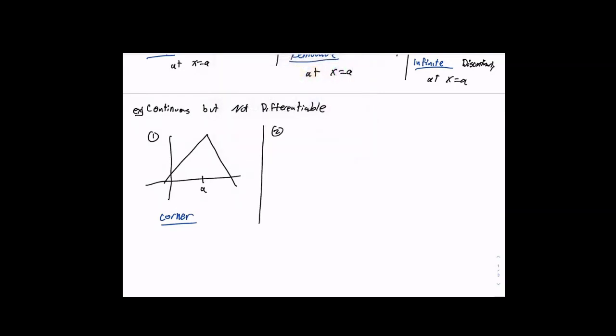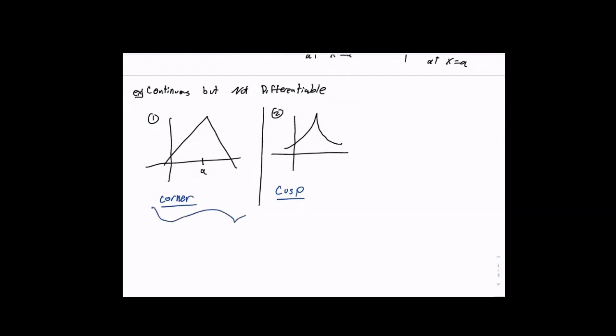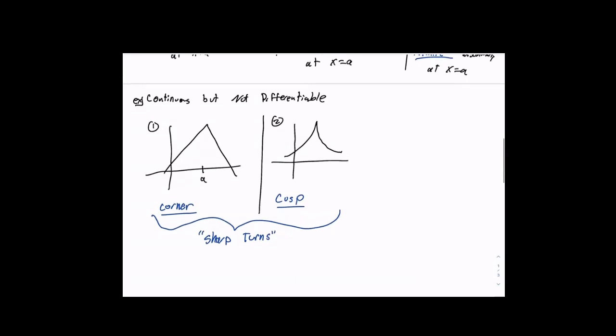Second one, very, very similar. Like I said, these two are pretty much identical. This is called a cusp. But I do want to note that both of these are, in easier terms, sharp turns. A function is not differentiable at sharp turns. Can anybody tell me what the difference between these two are, or have an idea of why one is called a corner and one is called a cusp?